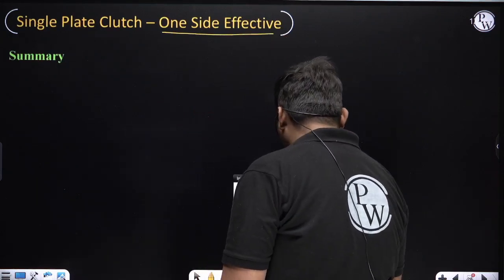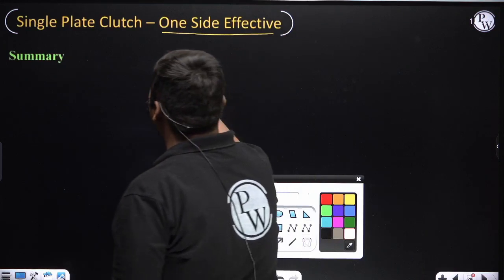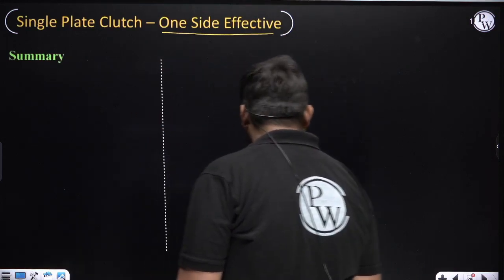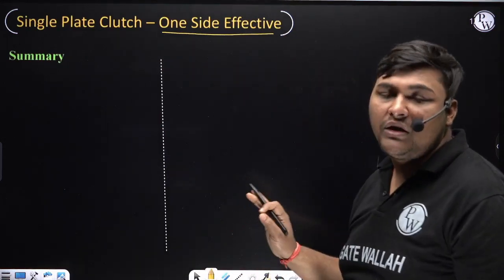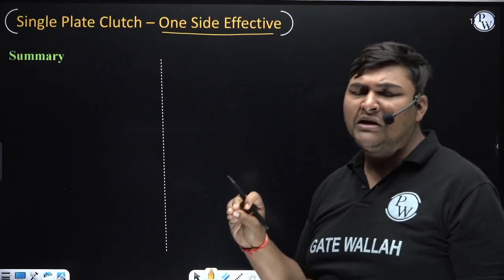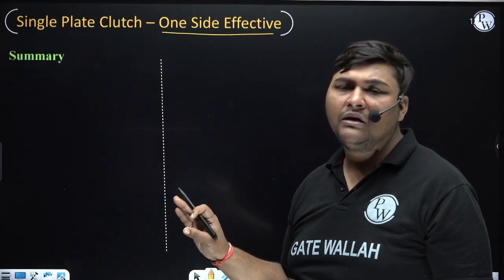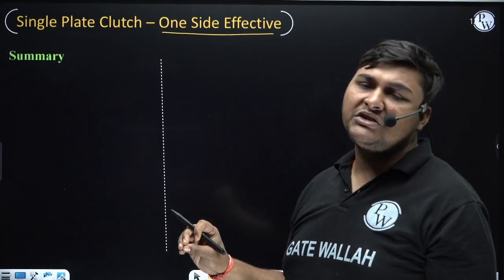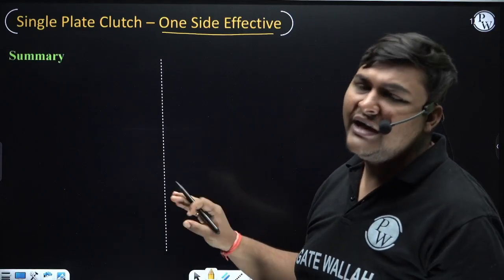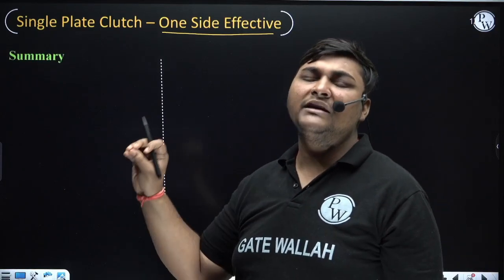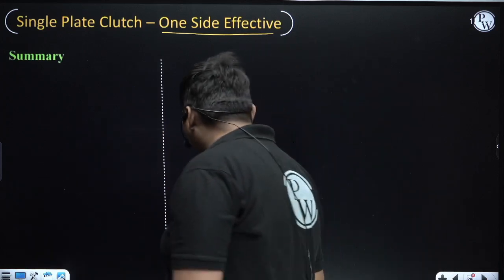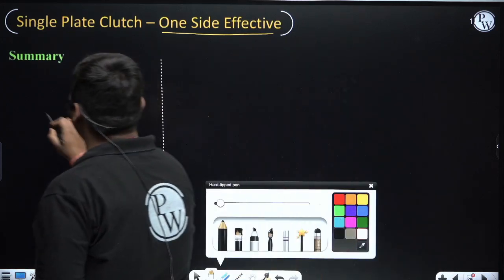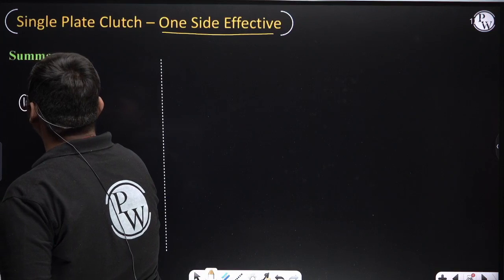If the relation between pressure and R is already given in the question, then we need not require any theory. If the distribution of pressure as a function of R is given, we require neither uniform pressure theory nor uniform wear theory. We can calculate W and torque by simple integration. And the formula to calculate W in terms of integration: W is the spring force.